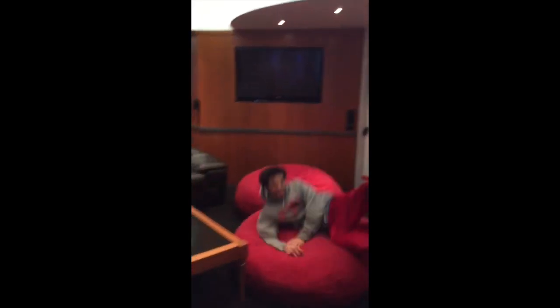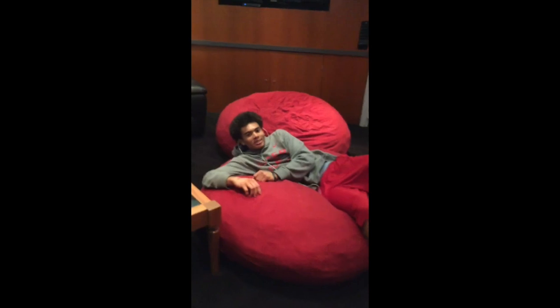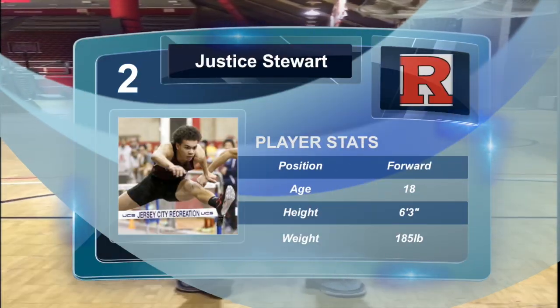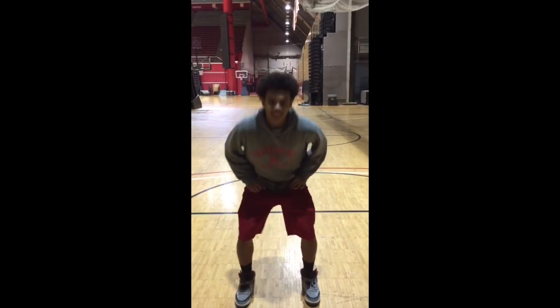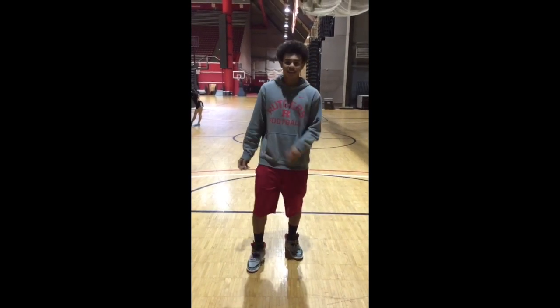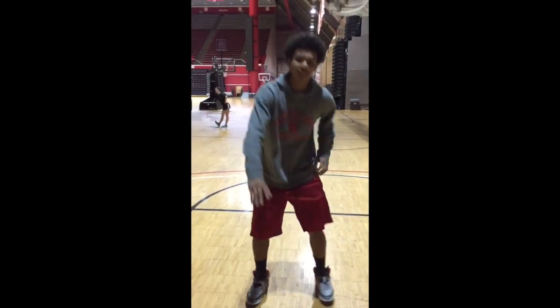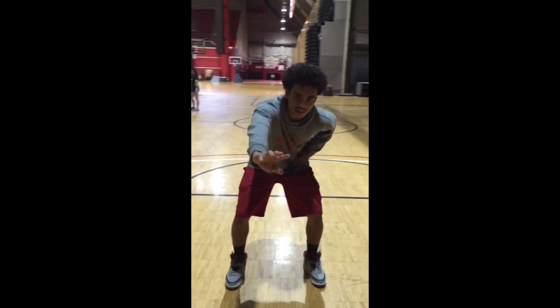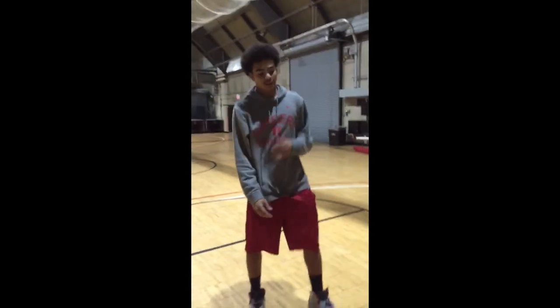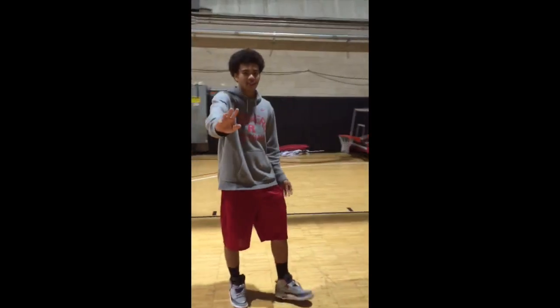Perfect. Yo, I'm Justice and I'm going to be teaching you how to play defense. I'm going to be telling you the steps of defense. The first step is to get low. The reason you have to get low is that if you stand up too tall, somebody could push you and you'll lose balance. So we get low for balance. Then the next step is to be arm's length away. So when you get low, you want to be arm's length away.